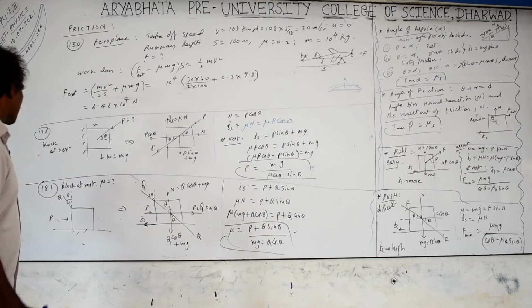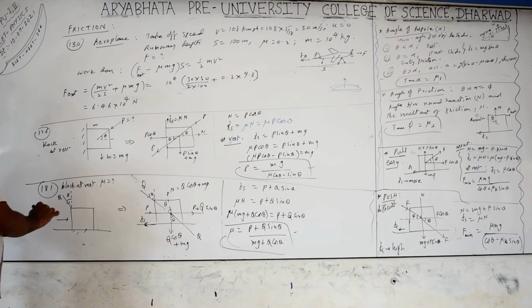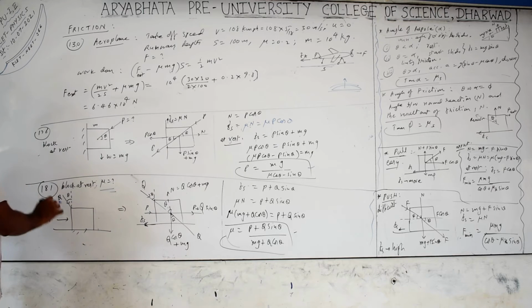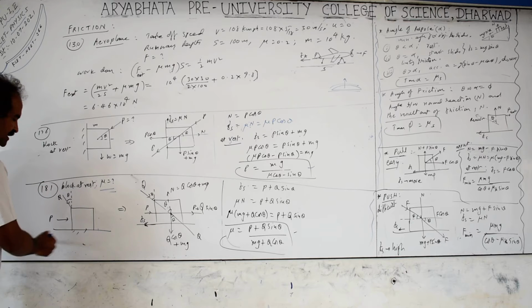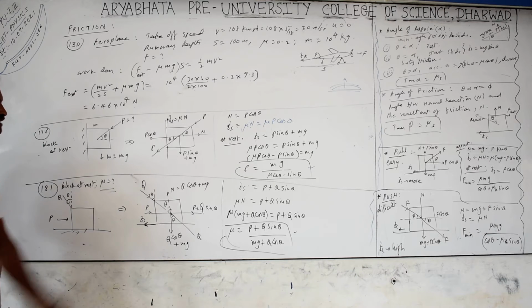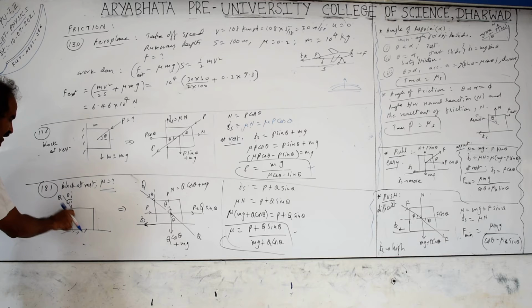Next, a block at rest is given, question number 181. The block is at rest, and you have to find the coefficient of friction. Here also a force is applied on a horizontal surface, at some inclination with the vertical. Be careful with that: previously we took angles with respect to horizontal, here it is with respect to vertical. Two forces are acting. One is Q, acting downwards at angle theta with the vertical, and P is the horizontal force acting horizontally.